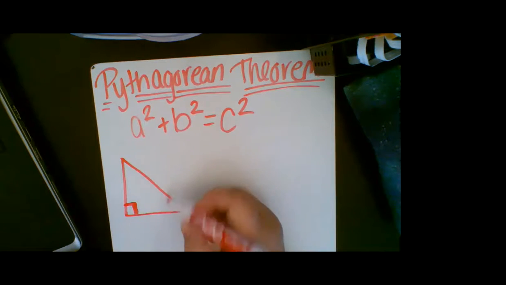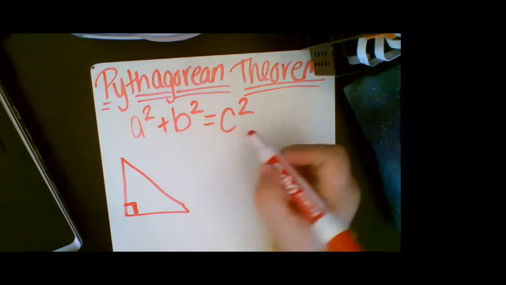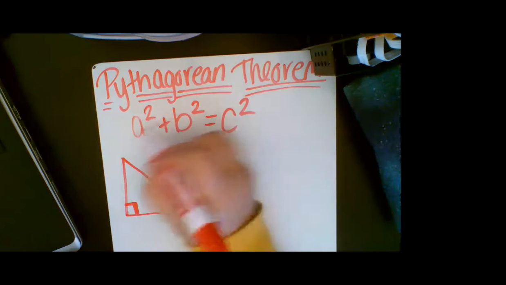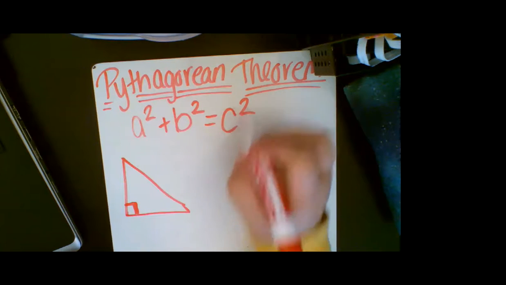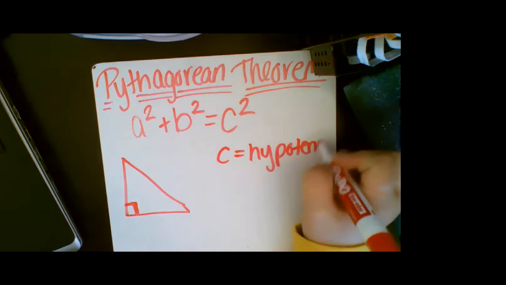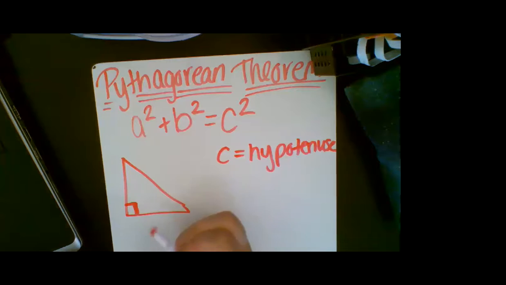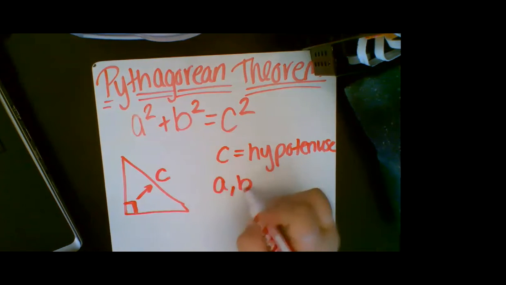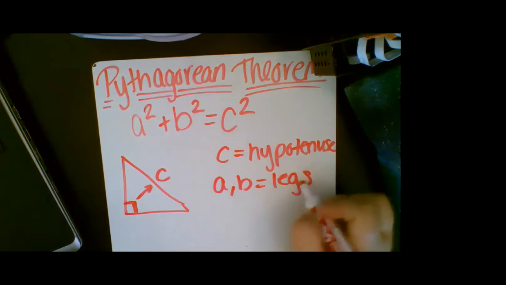Another thing that we have to focus on is what sides are A, B, and C. So C is by itself. That makes C different than A and B. C is always going to be the hypotenuse. This is a funny word for the longest side, and the longest side is always across from where the right angle is. A and B are the legs of the triangle, okay?